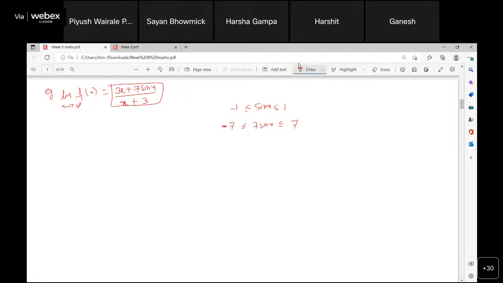We will add 3x. We can add 3x by x plus 3. First we add 3x, so we get 3x minus 7, then 3x plus 7 sin x, then 3x plus 7. Now we have to divide by x plus 3, right? So divide the whole term by x plus 3, and here also divide the whole term by x plus 3. Now apply the limit here, that is limit x tends to infinity.